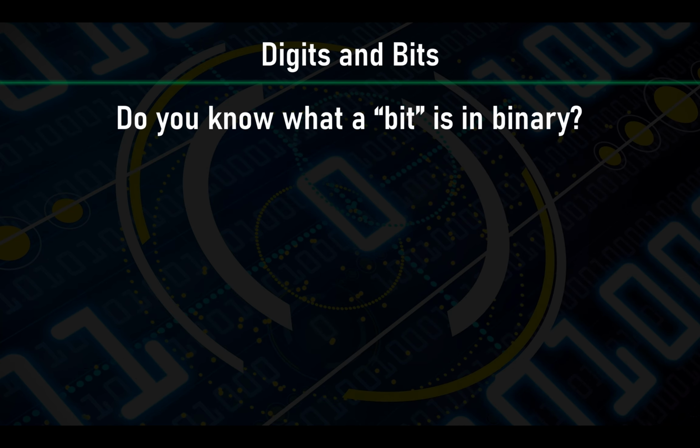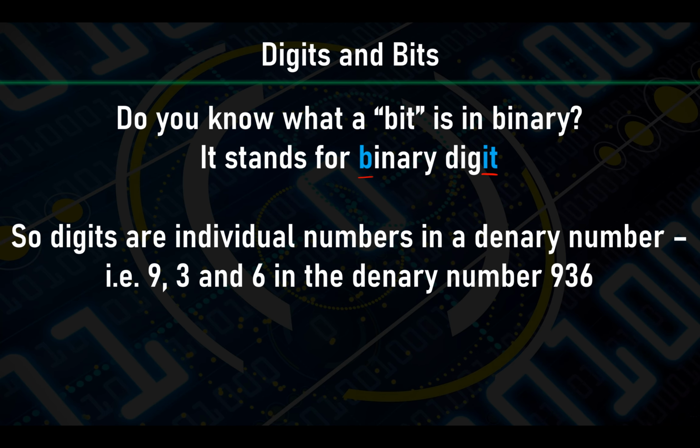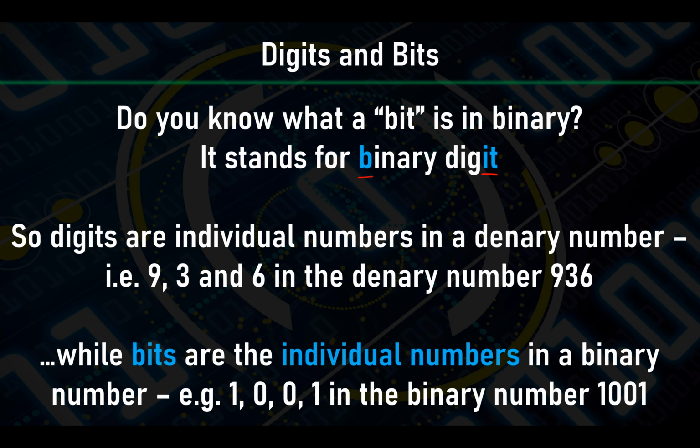So let's think, do you know what a bit is in binary? It stands for binary digit, and you can see where they get the term bit. Digits are the individual numbers in a denary number, i.e. 9, 3, and 6 in the denary number 936. While bits are the individual numbers in a binary number. So, for example, 1001 is a binary number.